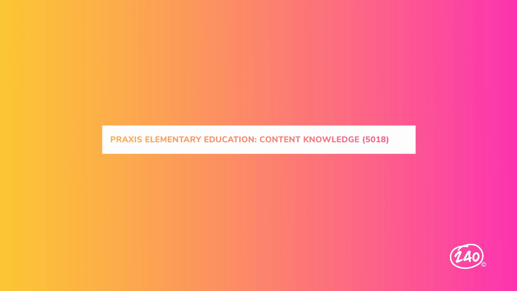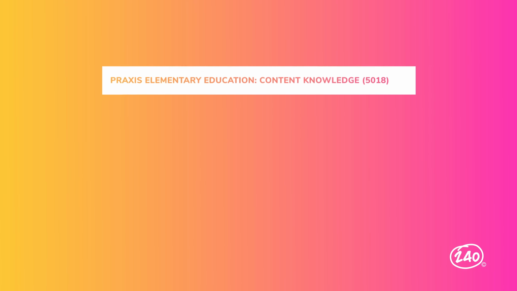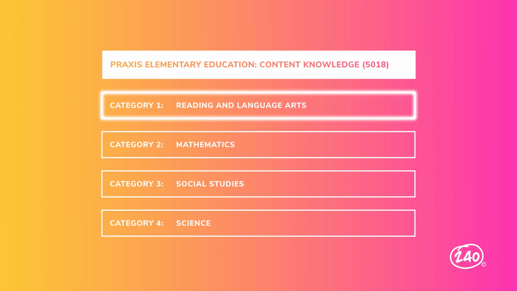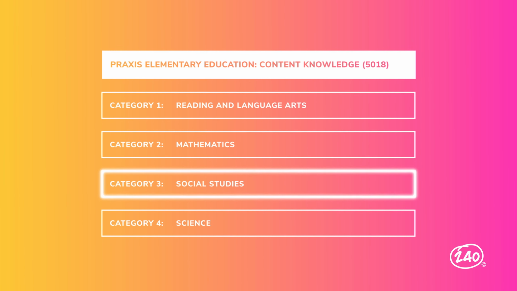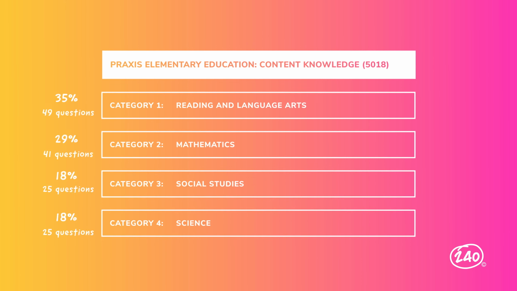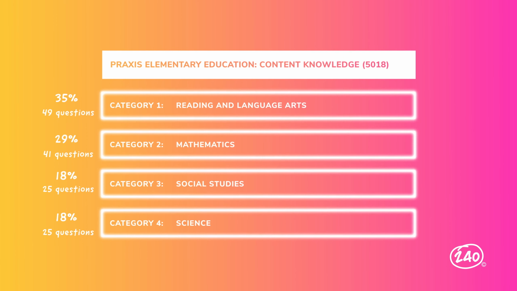The Praxis Elementary Education Content Knowledge Exam covers 4 categories: reading and language arts, mathematics, social studies, and science. Each is worth a certain percentage of your exam, so each contains a specific number of selected response questions. And great news, there's no essay on this test, it's all multiple choice. Each subject category is broken down further by test specifications. We'll overview each category and then dive into a key concept that you'll need to know from each of those.